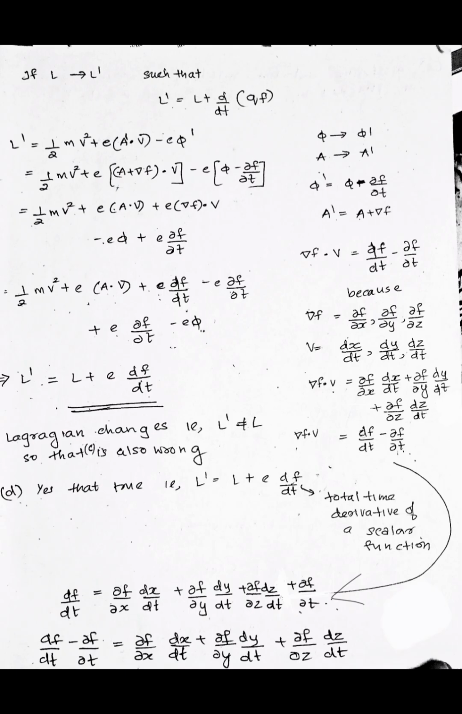So we are assuming that if we change phi and A, that means the scalar and vector potentials, to phi dash and A dash. Yes, if phi undergoes a gauge transformation, it can be rewritten as phi dash. That is, phi dash is equal to phi minus ∂f by ∂t. And A dash can be written as A plus del f, where A dash is the gauge transformation of the vector potential and phi dash is the gauge transformation of the scalar potential.